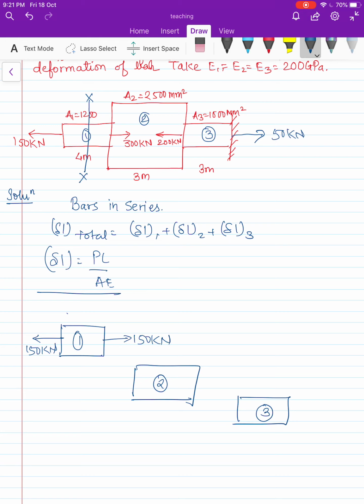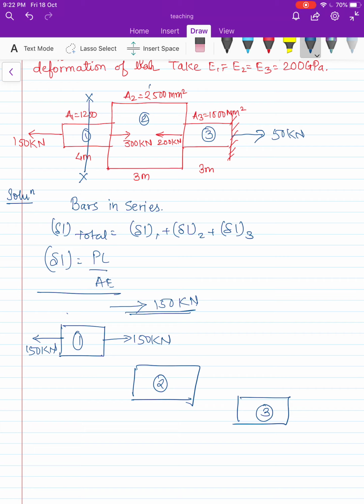You can solve this problem from the right hand side as well. So on the right hand side there are three forces. One is 300 kilonewton, the second one is 200 kilonewton and 50 kilonewton. If you try to find out the resultant, again you will get the same result, that is rightward 150 kilonewton. So go by any side, your answer will be right.